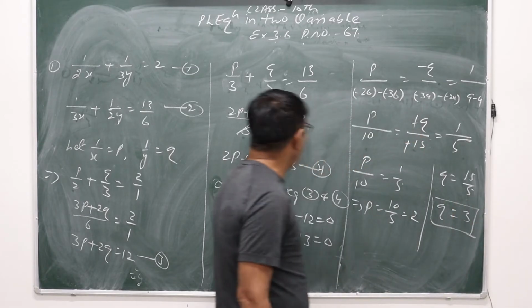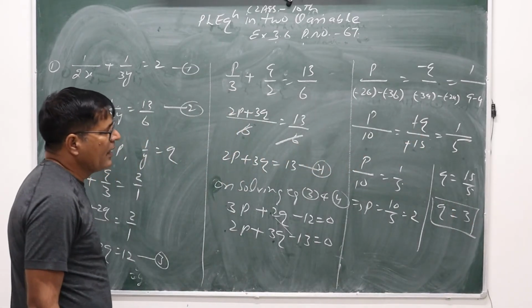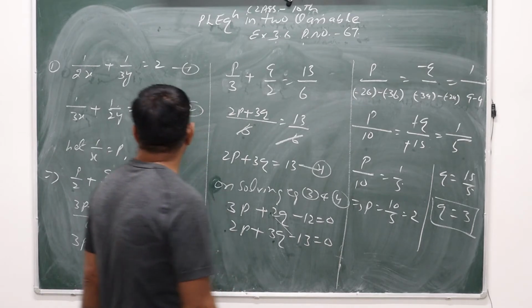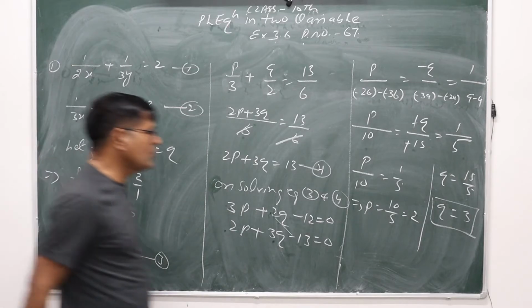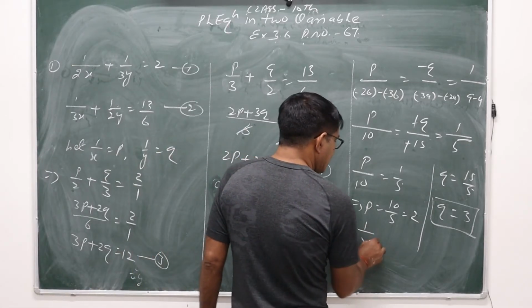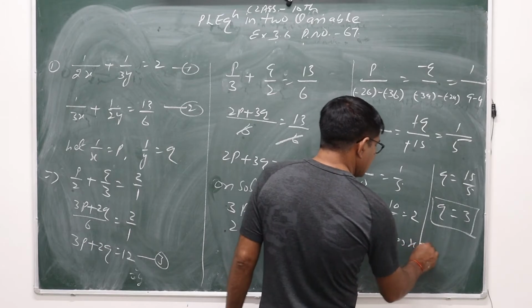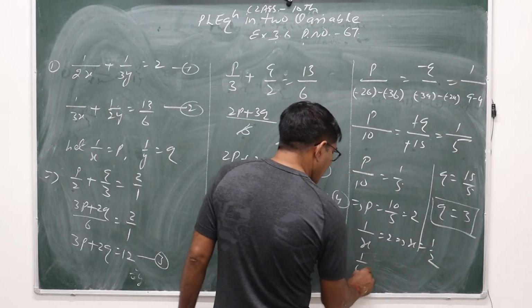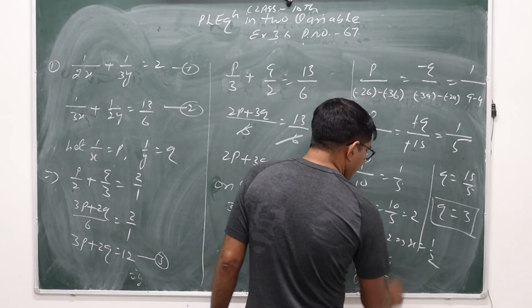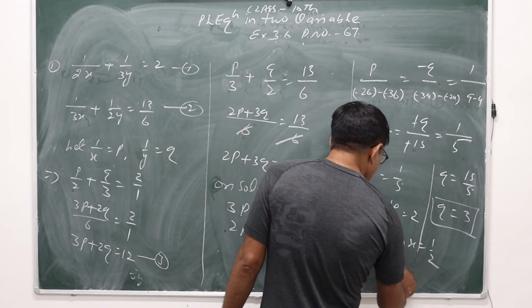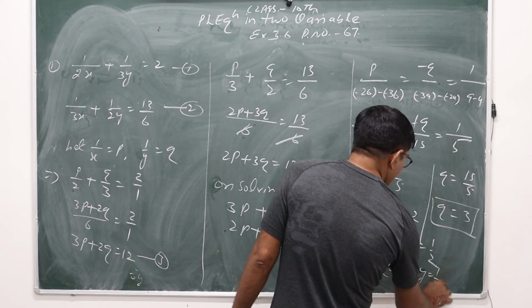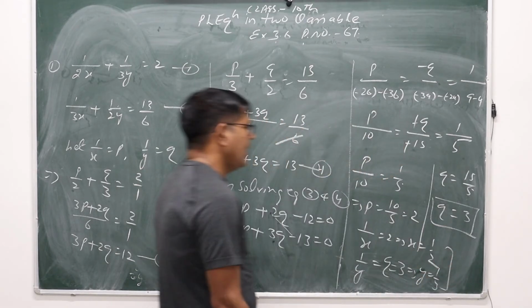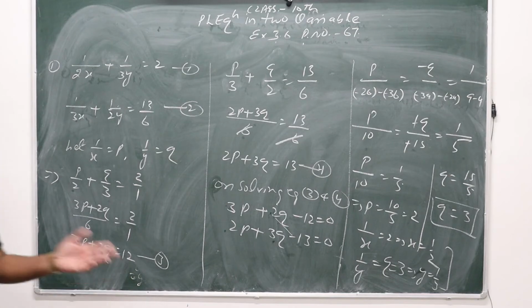The value of p is 2 and the value of q is 3. Now what did we suppose p to be? We took p as 1 upon x. So 1 upon x is equal to 2, which implies that x is equal to 1 by 2, and 1 upon y is equal to q. q is 3, which implies that y is equal to 1 upon 3. So these are the two values of x and y: x is equal to 1 by 2 and y is equal to 1 by 3.